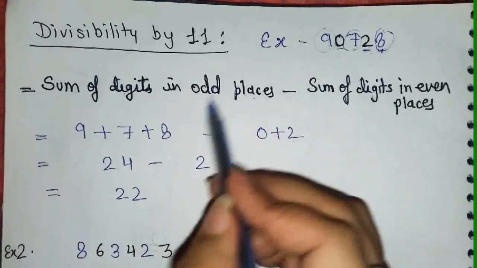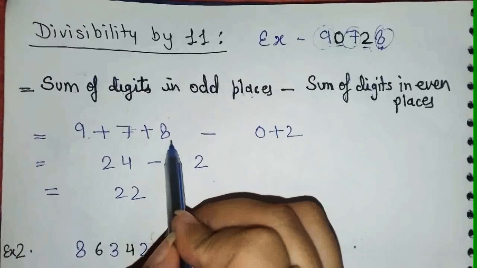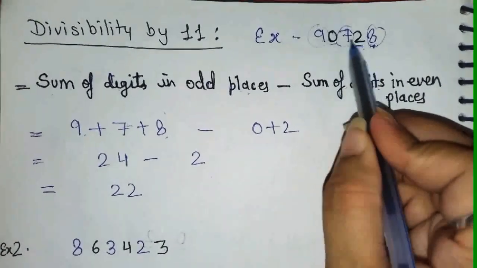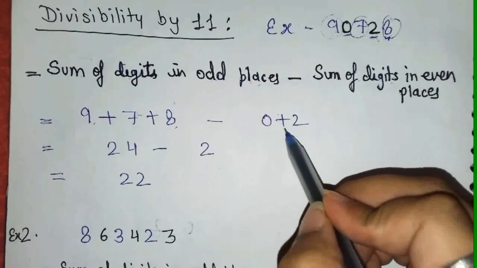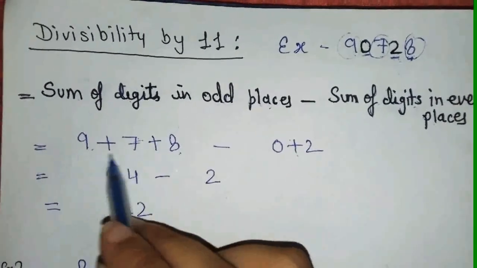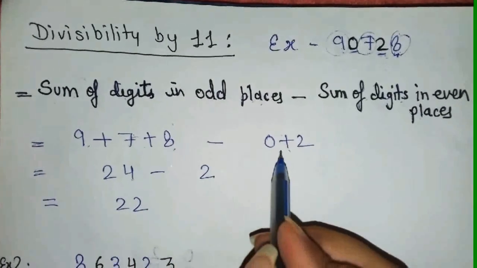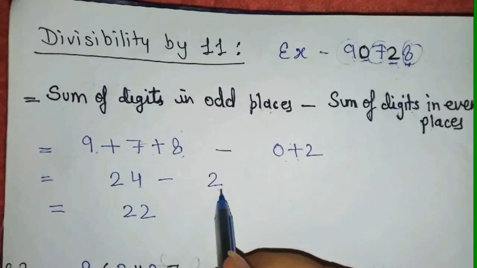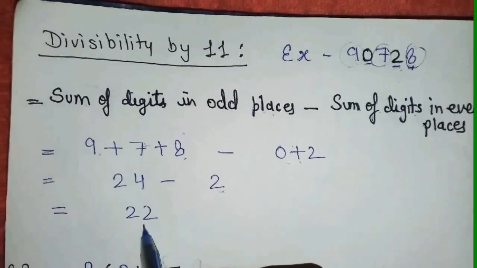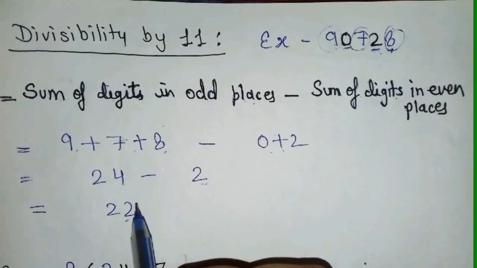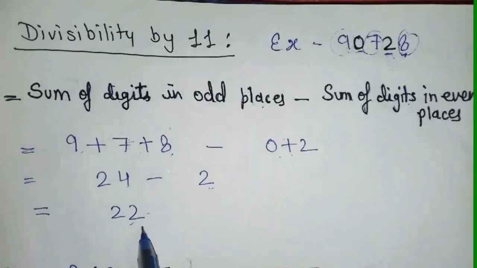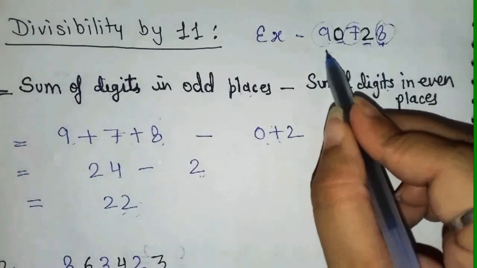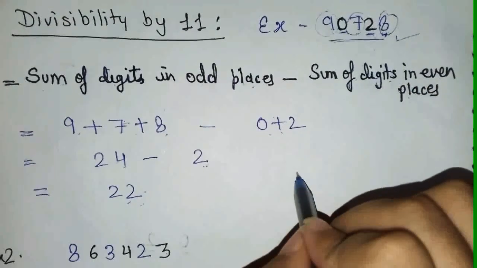Sum of digits in odd places means 9 plus 7 plus 8. Sum of digits in even places, meaning 2 and 0, is 2 plus 0. The sum of the odd digits is 24 and the sum of digits in even places is 2. The difference is 22. Here 22 is divisible by 11. Yes, 11 twos are 22. Therefore, this number is also divisible by 11.